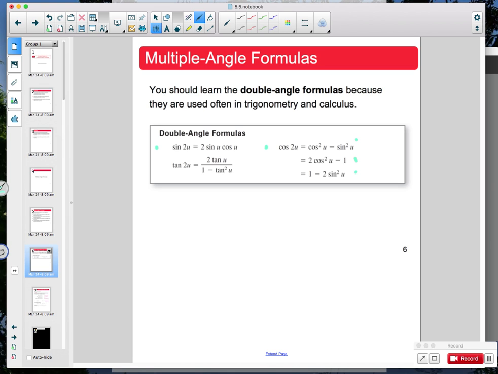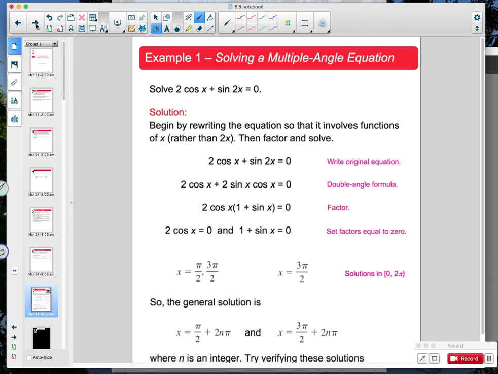I want you to notice what happens. On the left side, the angle is 2u, and on the right side it becomes half of the angle. And then tangent of 2u, the third one, is 2 tangent u over 1 minus tangent squared u. So that's what we would use. Let's see the first example here.